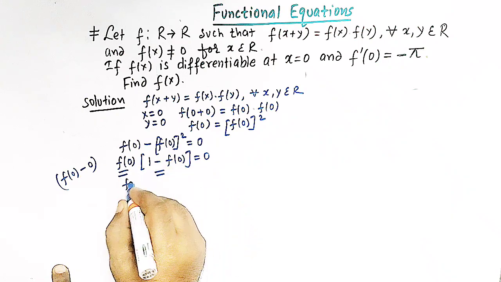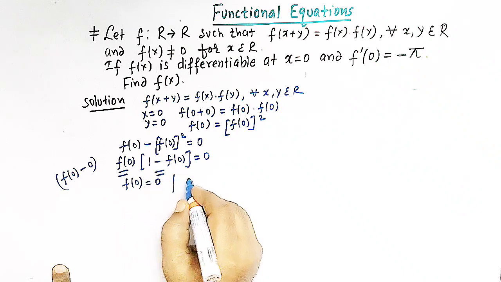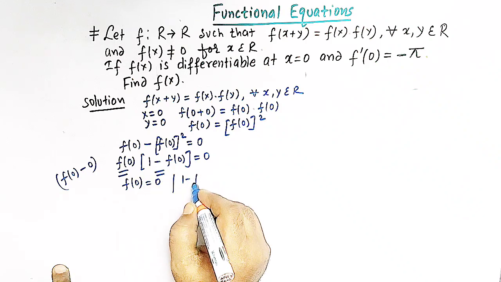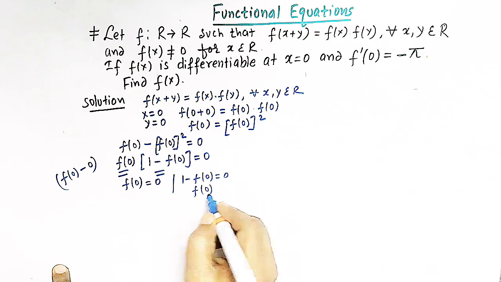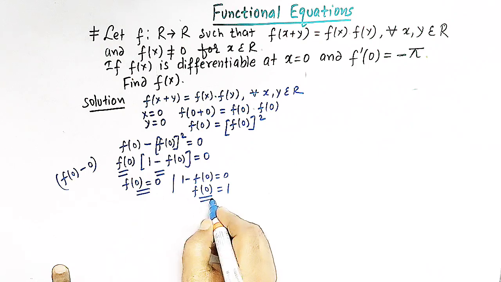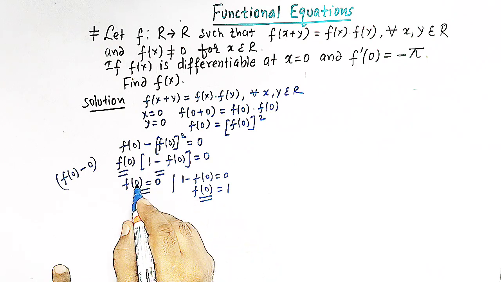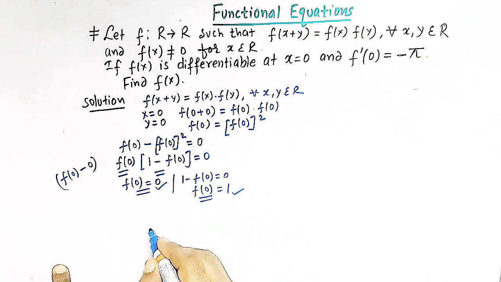So here we can now write f of 0 is equal to 0, or we can have 1 minus f of 0 is equal to 0. So this is f of 0 is equal to 1. So from here we get two values of f of 0. The first one is 0 and the second one is 1.